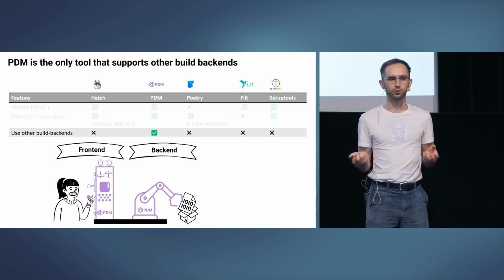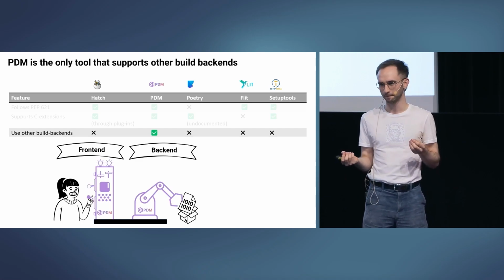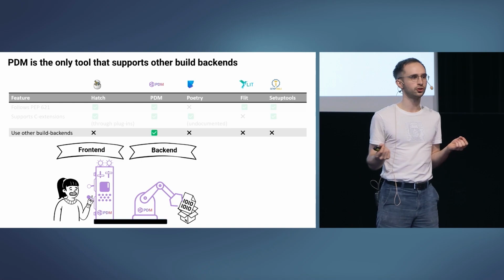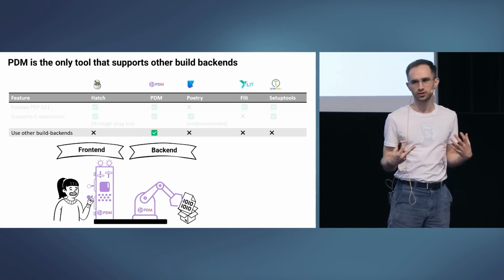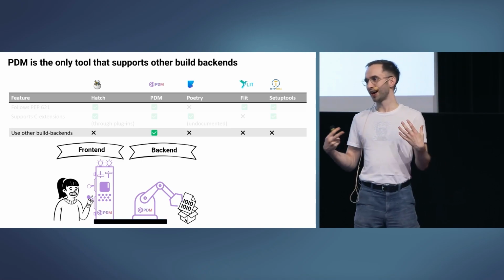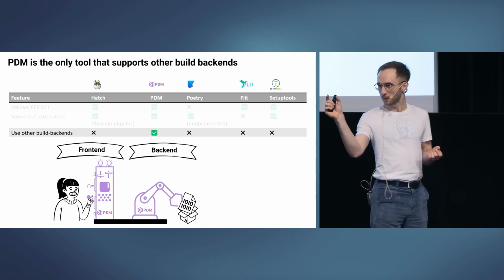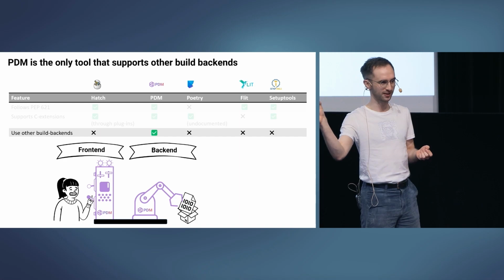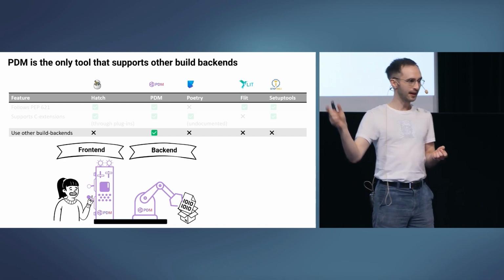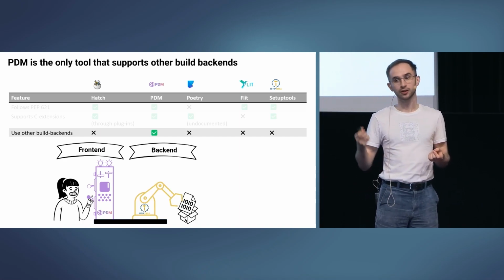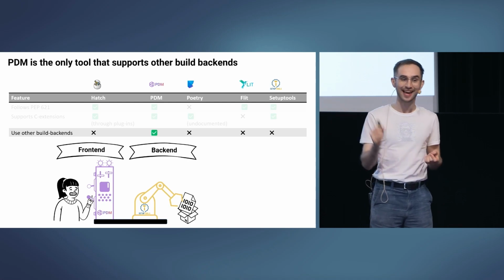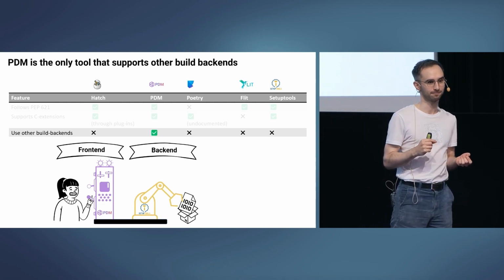Typically, you use the same tool for the front end and the back end. But imagine you're starting developing something. You think you just need Python. And then you realize later on, oh no, I actually want to write this one piece of code in C++. Then if you're using PDM, you could switch out just the build backend with any standard compliant build backend.